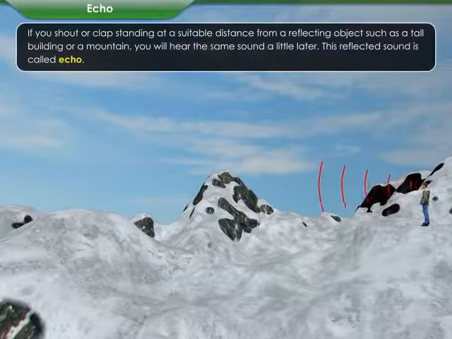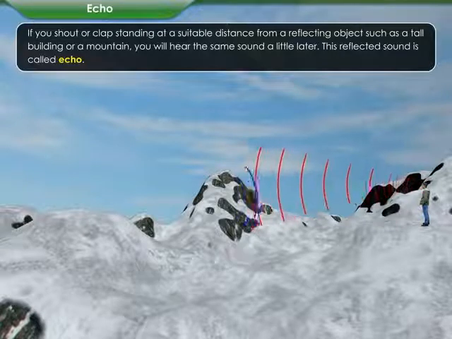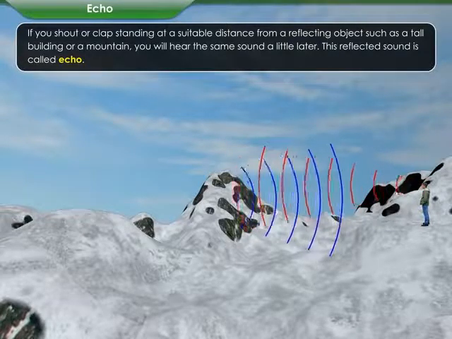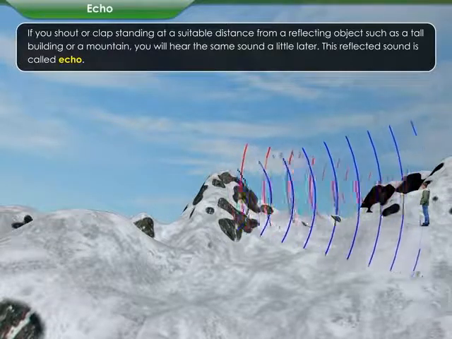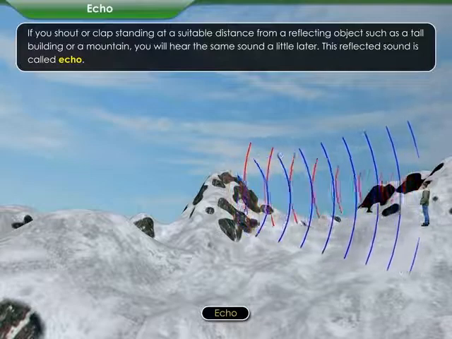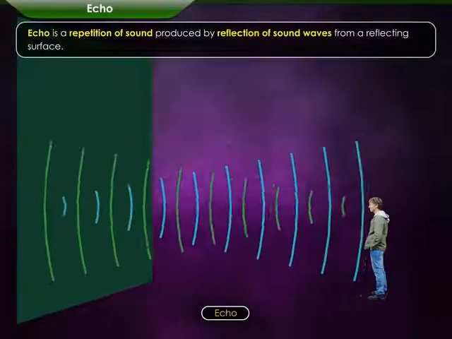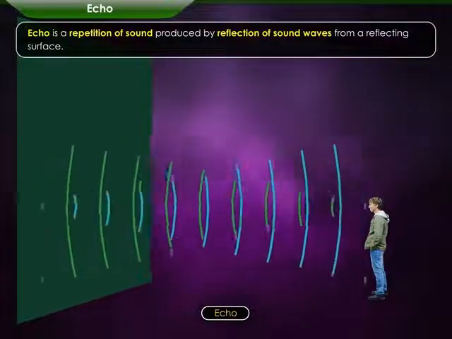If you shout or clap standing at a suitable distance from a reflecting object, such as a tall building or a mountain, you will hear the same sound a little later. This reflected sound is called echo. Echo is a repetition of sound produced by reflection of sound waves from a reflecting surface.